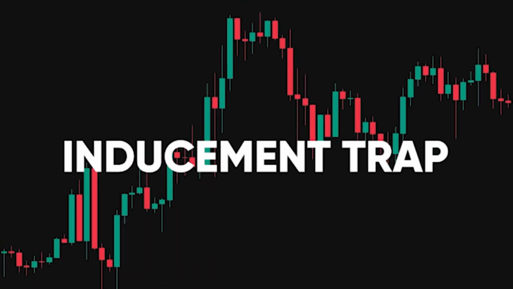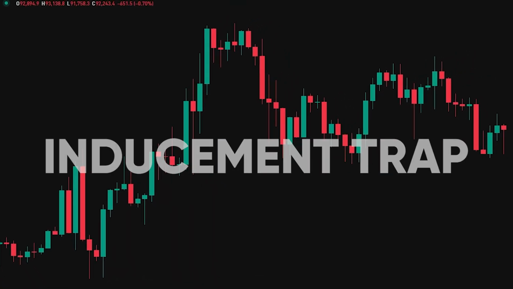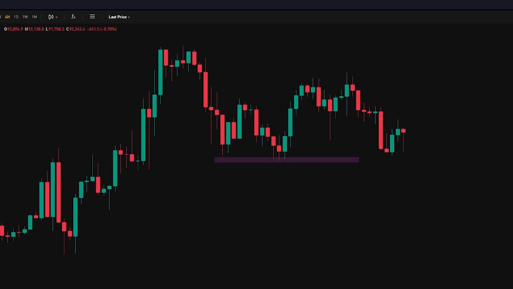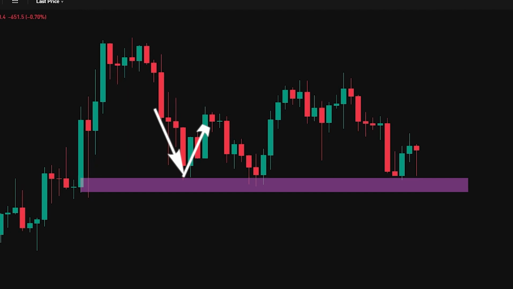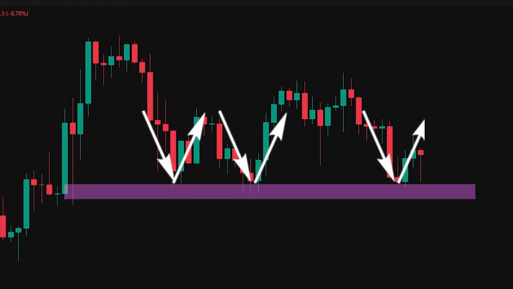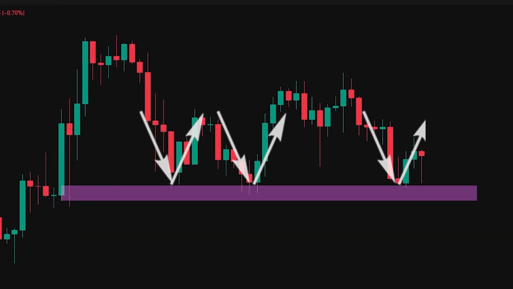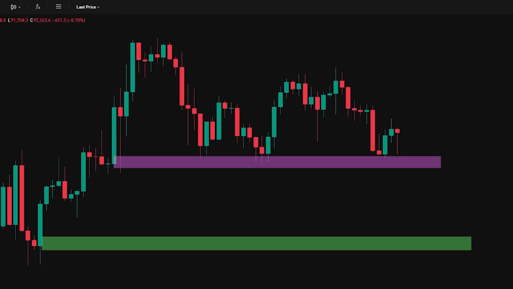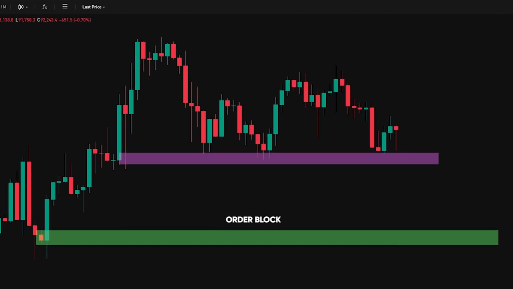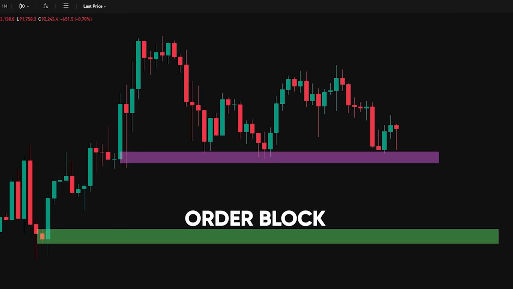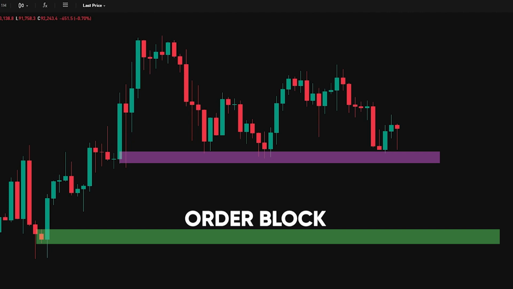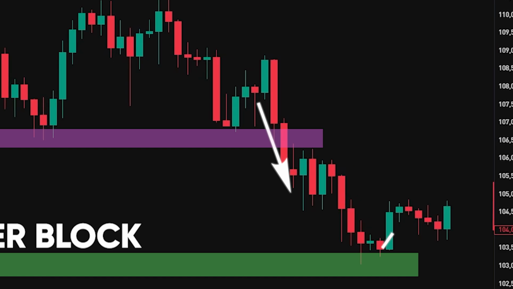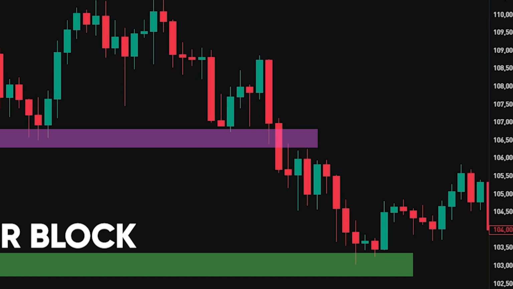The next strategy is the inducement trap. This is one of those ideas, after which you'll start seeing the chart very differently. Imagine a situation where the price repeatedly bounces from a small support level, 2, 3, 4 times in a row. Everyone sees this level. Everyone thinks it's reliable. The crowd places buy orders and stop losses just below it. But right under this level lies a real order block, and that's exactly where large players are waiting for their entry. What happens next? The price breaks the obvious level, triggers the stops of most traders, and only then reverses from the order block.